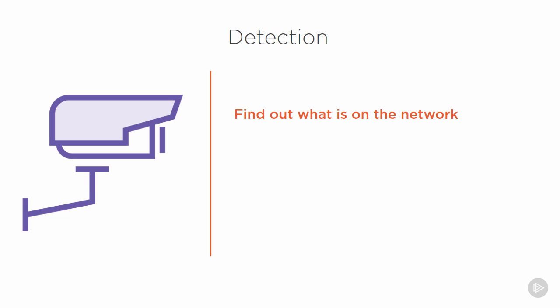Some of the items that will be identified during the detection and discovery phase include a listing of live hosts. This includes anything that can respond back to a network request. It could be a server, a medical device, an IP camera, or a desktop machine, and so on.